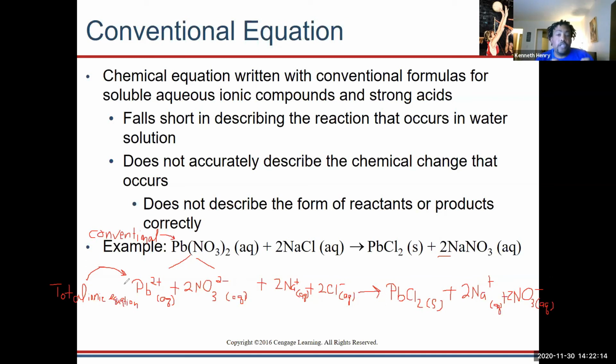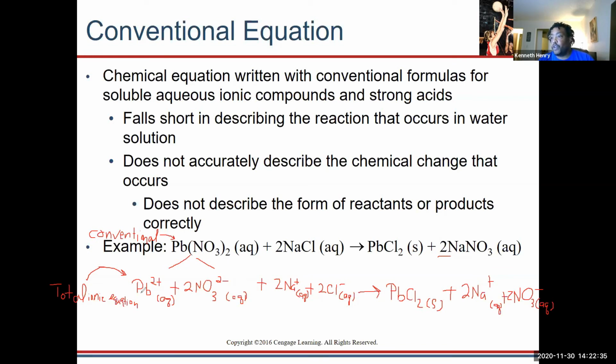Okay, now the net ionic equation is getting rid of spectators. Spectators are things that you see on both the product side and the reactant side that don't change at all. So for instance, I'm going to circle our spectators here. Maybe you guys can help me. Circle it in orange.